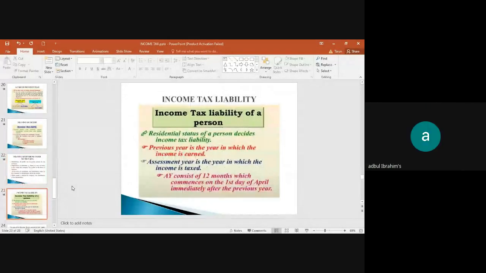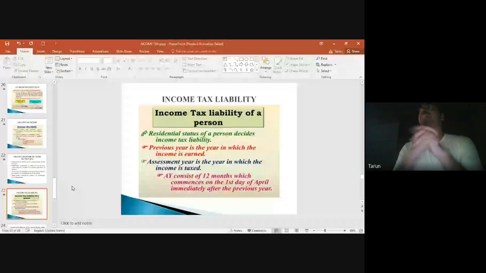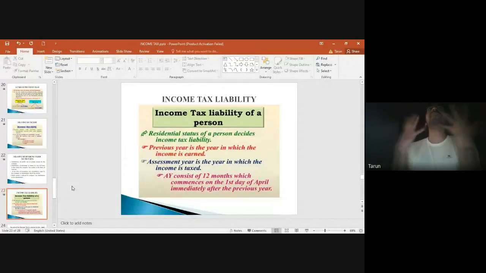Now we talk about income tax liability. What is income tax liability? Anybody knows about it? What is the meaning of liability? Liability is outstanding. It refers to any outstanding amount. All right, I'll explain what is income tax liability of a person.